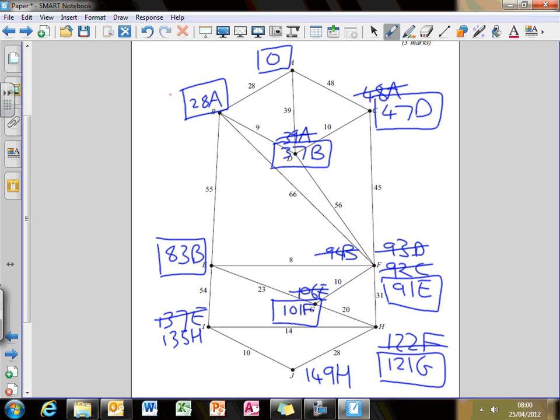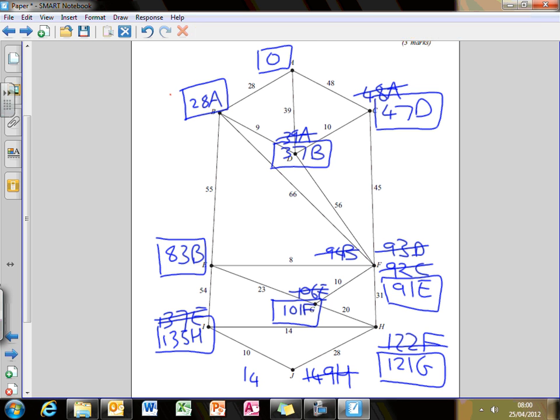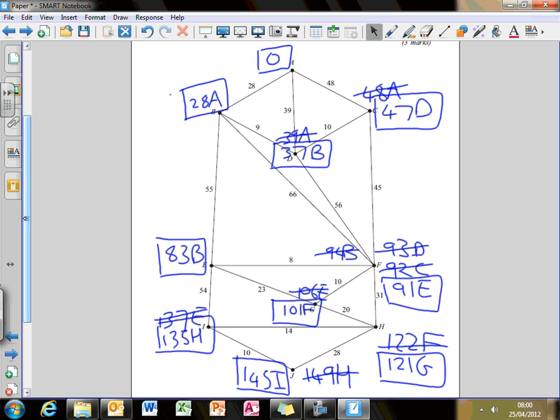Okay. So now I box the smallest number that hasn't been boxed so far, which is 135. And 135 plus 10 is 145, so I neatly cross that out and put 145, and I've travelled from I. Box the smallest number that I haven't boxed so far, which is 145, which corresponds to a number being boxed at J, which means the algorithm terminates. So that means we are done. Brilliant.